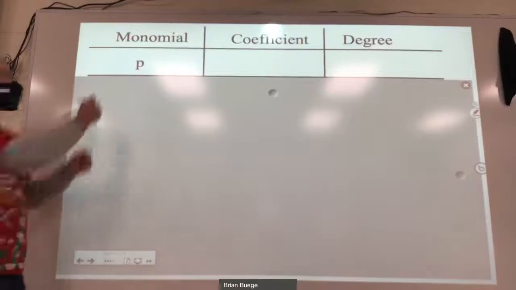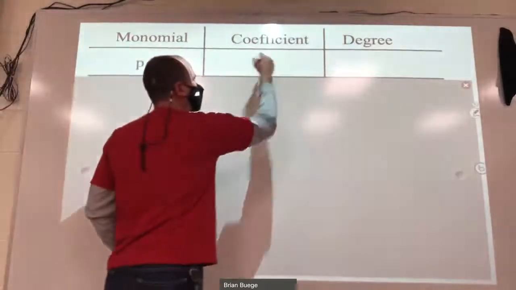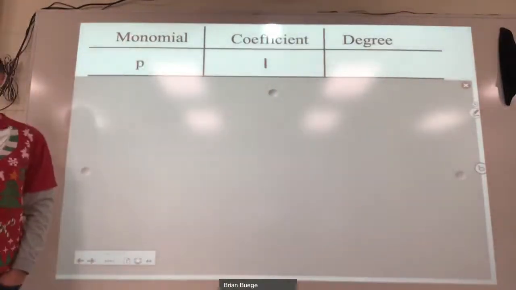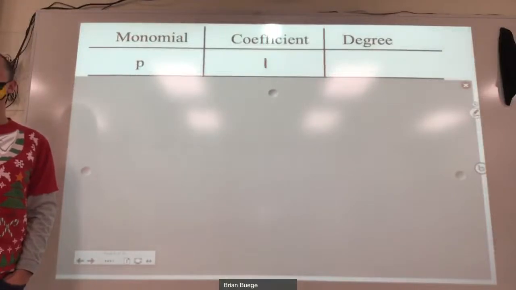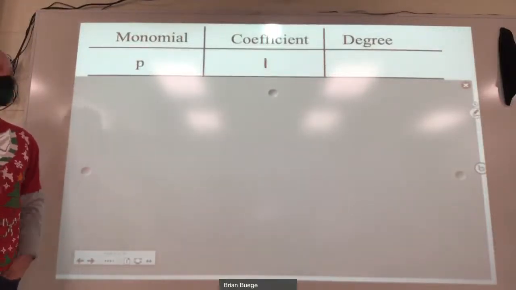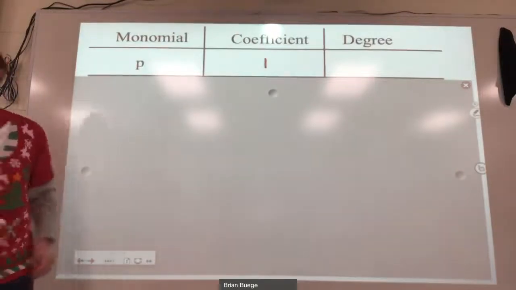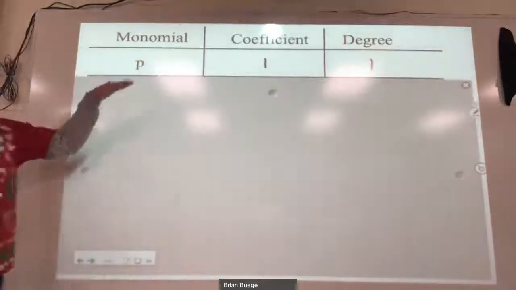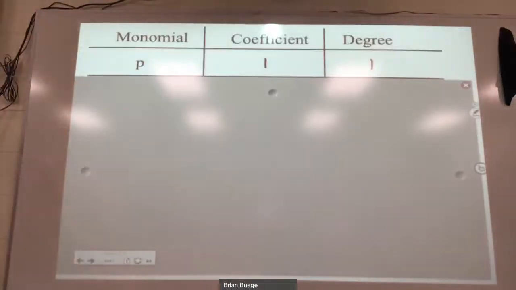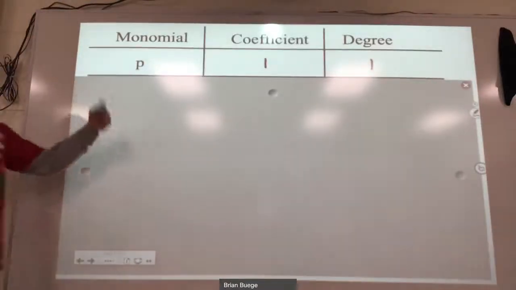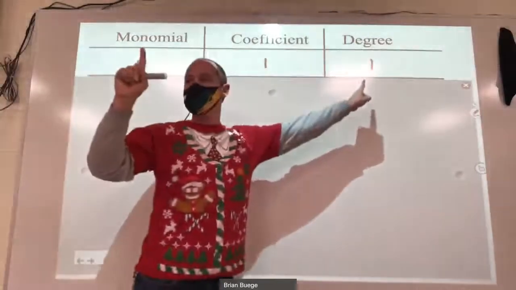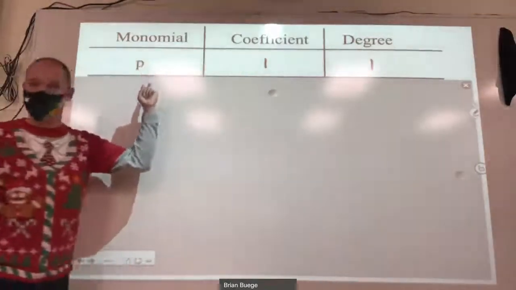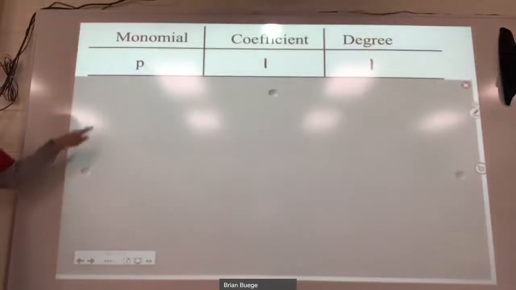Yeah, technically there's a 1 sitting in front there. So my coefficient is 1. What's the degree? What power is this raised to? If it's not written, what is it? 1. First power. Yep. P to the first power is just p. Okay? So if I were going to go through and name this, and we'll talk about naming on the next slide, this is a linear, because it's degree 1, monomial. Okay? Because there's only one term. It's a linear monomial. We'll talk about that.